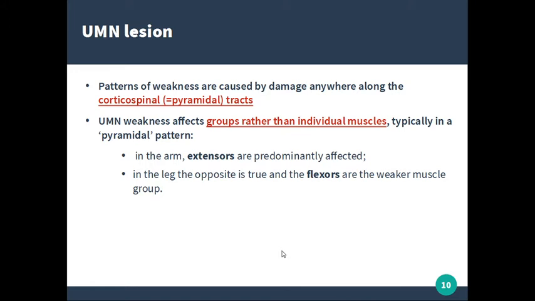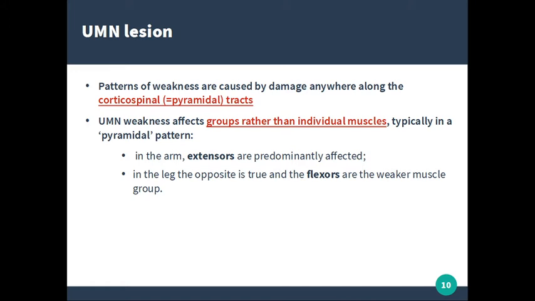In upper motor neuron lesions, the pattern of weakness is usually caused by damage anywhere along the corticospinal tract or the pyramidal tracts, which start in the brain at the cortex, and keep on going down to the neuromuscular junction to the muscle. Upper motor neuron weakness usually affects groups of muscles rather than a single individual muscle itself, typically in a pyramidal fashion.